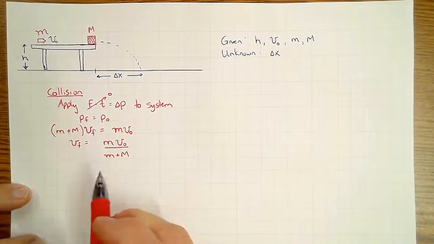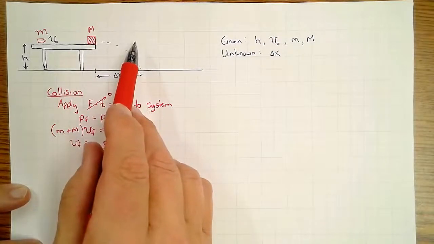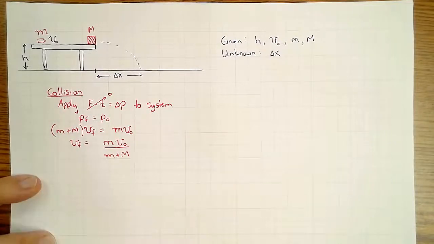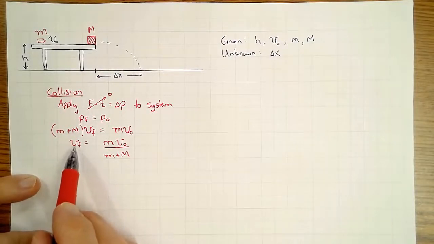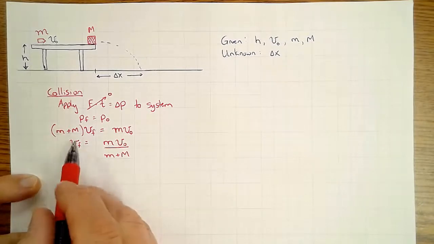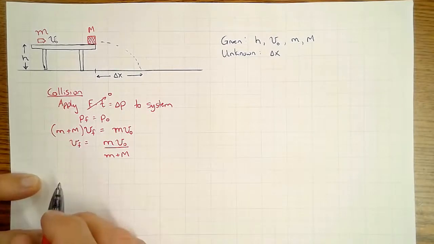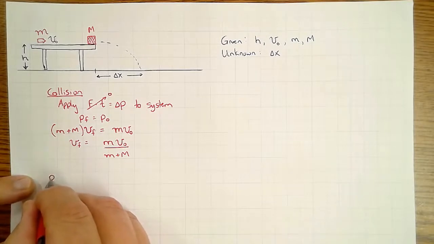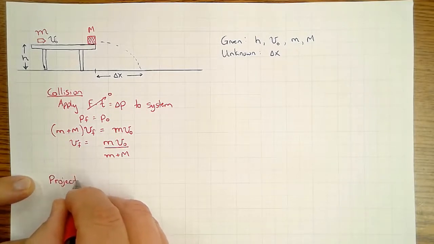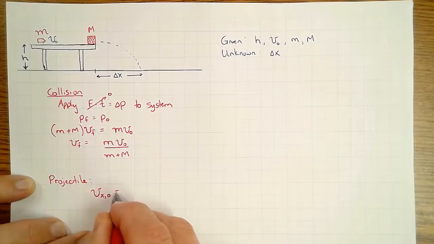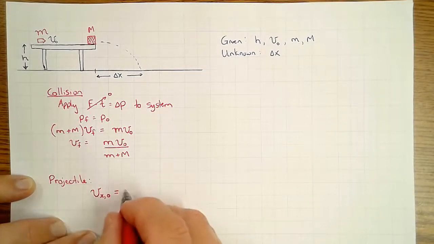All right? Now, after the collision, we have these two guys moving sideways, and they fall off the table, and they become a projectile. So here's the thing that's important to realize. The final velocity for the collision becomes the initial horizontal velocity for the projectile. Okay? So the next thing I'm going to do is I'm going to solve a projectile problem. So this is a projectile problem. And the key thing here is that the velocity for the projectile in the x direction initial equals the final velocity for the collision.